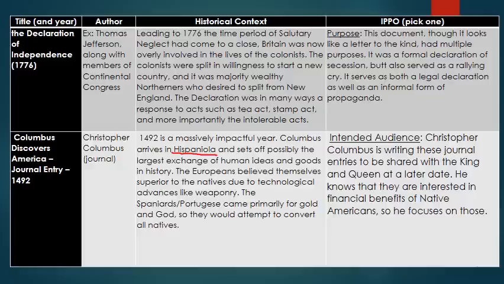The Europeans believed themselves superior to the natives due to tech advances like weaponry. The Spaniards and the Portuguese came primarily for gold and God, so they would attempt to convert all natives. Okay, that makes sense. Now I understand what Columbus was talking about. If we're looking at the intended audience, Columbus is writing these entries to be shared with the king and the queen at a later date. He knows that they are interested in financial benefits as well as conversion of natives. So he talks about conversion, but he really focuses on the ability of those natives to be of financial benefit.